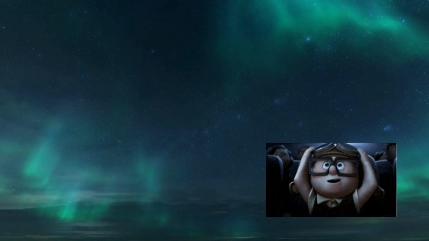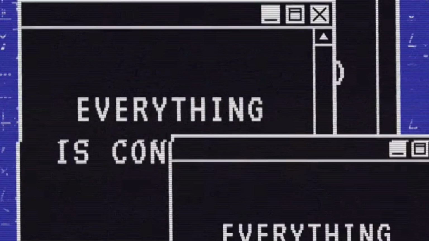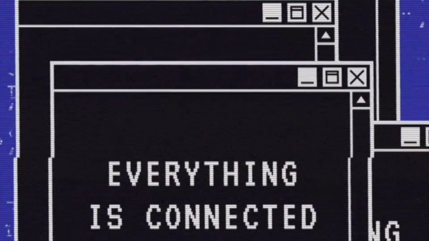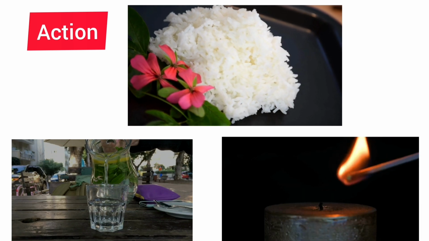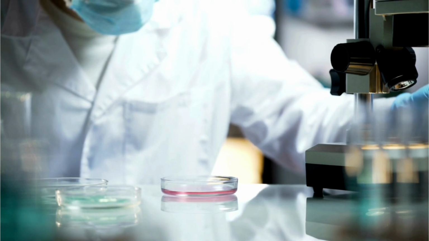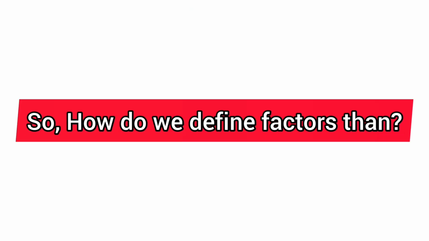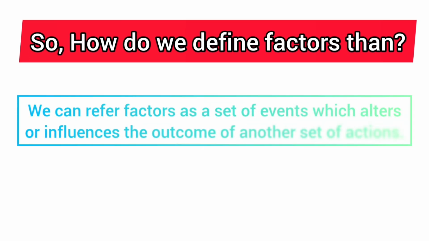I think you are getting it now. Every event, every phenomenon happening in nature is triggered by one or more factors. When we see things, we just see the action. But science is what tells us why and how it happened. So, factors are one of the most important things to consider while doing a scientific experiment. So how do we define a factor then? For that, we can refer to factors as a set of events that alters or influences the outcome of another set of actions.